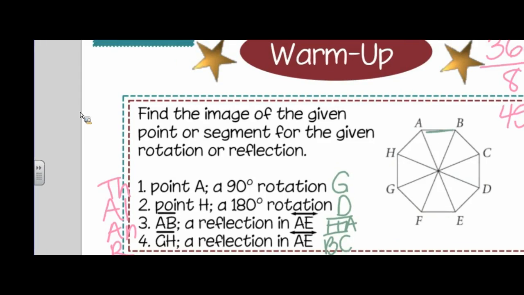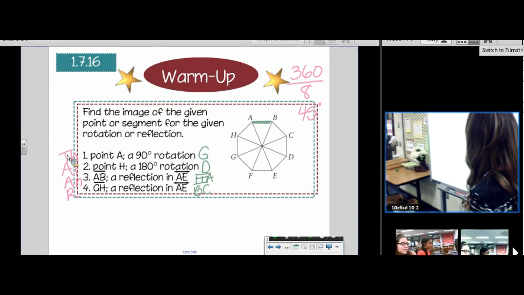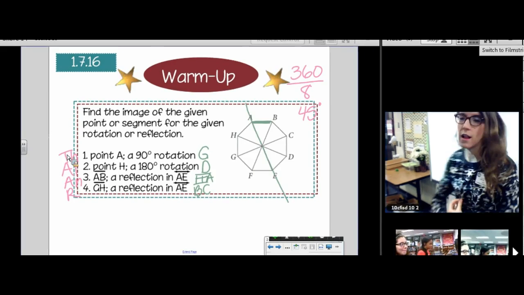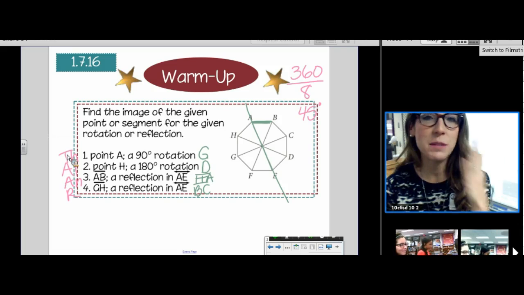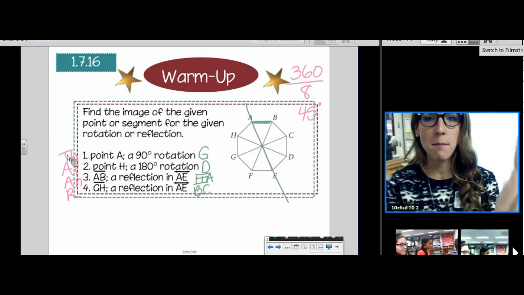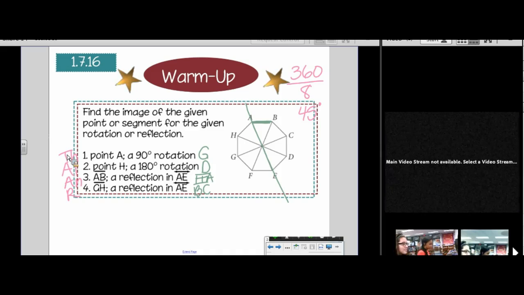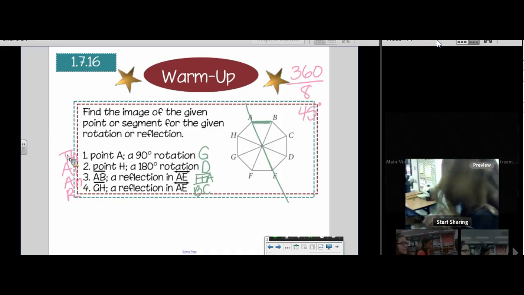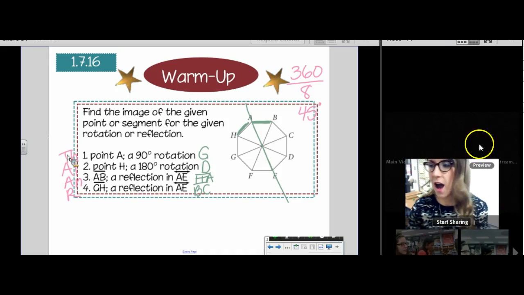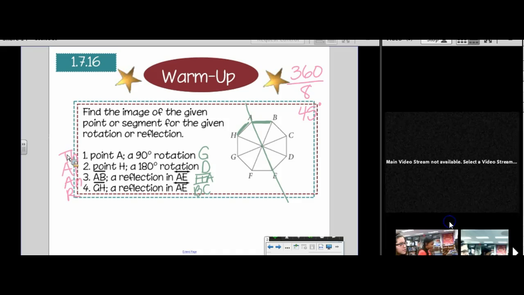Okay. Now let's do some reflecting. We want to take segment AB, and we want to reflect it over line AE. This is when you just literally picture the shape being folded, and you crease it on AE. Where would AB land? So, of course, it's going to land on AH, or HA. Ha! That's where it's going to land. All right.